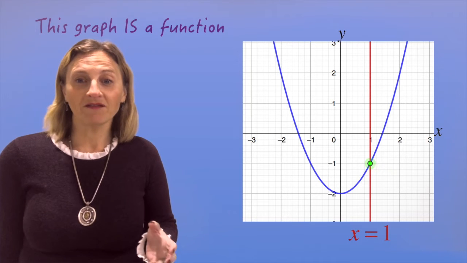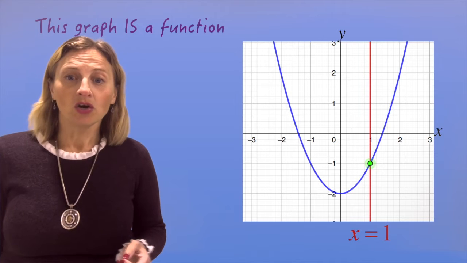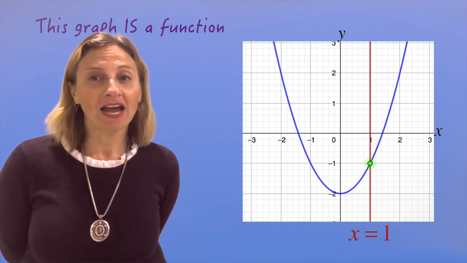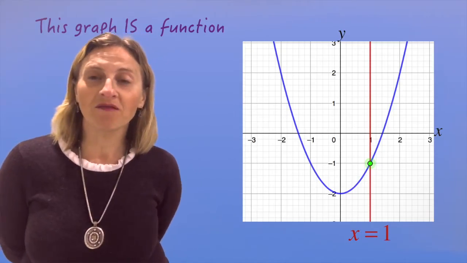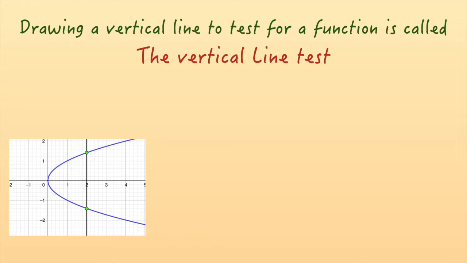So what you probably have noticed is that when I want to test to see if something's a function, drawing a vertical line can be very helpful, because then all I have to look for is whether or not that vertical line crosses the graph once or twice. Let's take a look at these quickly. Here we have a graph. I draw a vertical line and it crosses the graph twice. Therefore, that is not a function. Remember that your line has to actually cross your graph, and it's good to consider different vertical lines too sometimes.